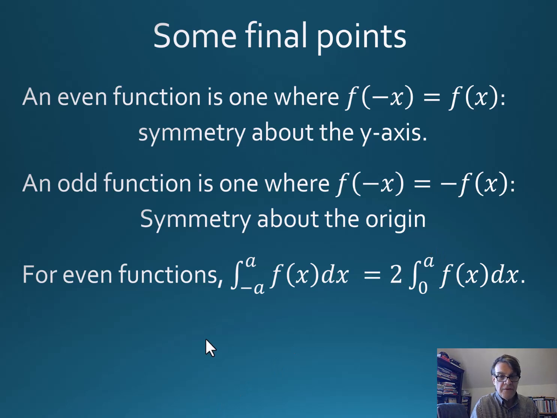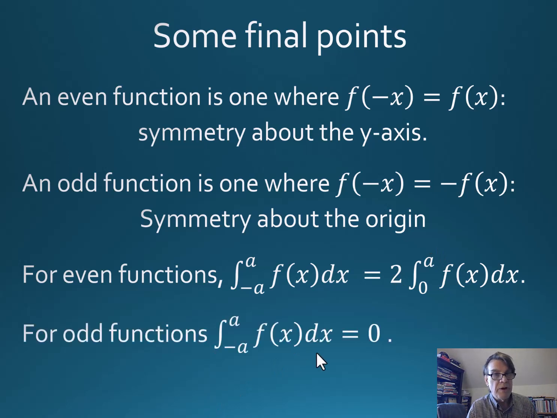For odd functions, it's going to equal 0, right? Because you're going to have the same amount on top as you have on bottom, or vice versa. So it's going to cancel out, and you're going to end up with 0. So the integral from minus a to a for odd functions is 0. The integral from minus a to a for even functions is twice the integral from 0 to a. And that is the end of 5.5. We have done substitution.